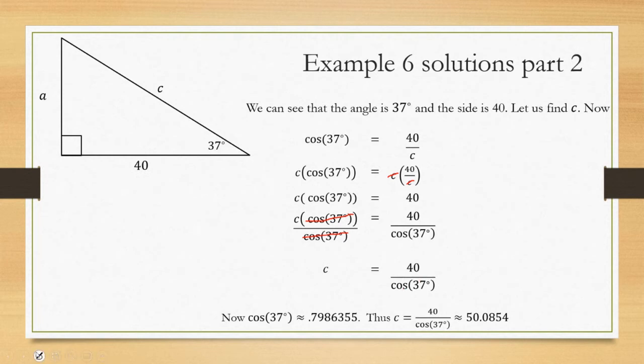We're not quite there yet. How would we get the answer? What's cosine of 37 degrees? If you use your calculator, it's going to be about this much. Just make sure you're in degree mode. Now, from here, C is 40 over cosine of 37 degrees. Using this, we get about this much.